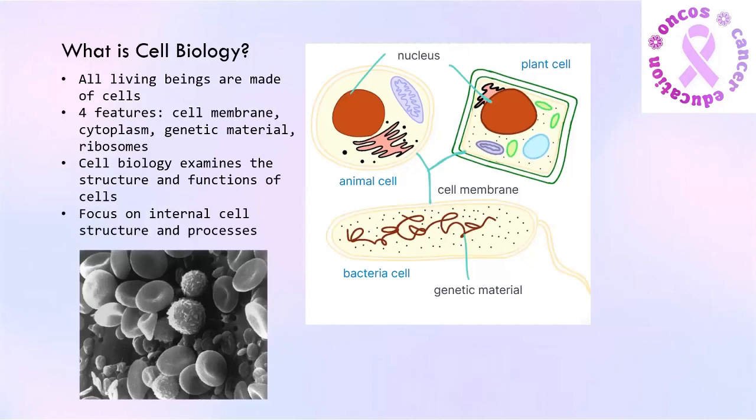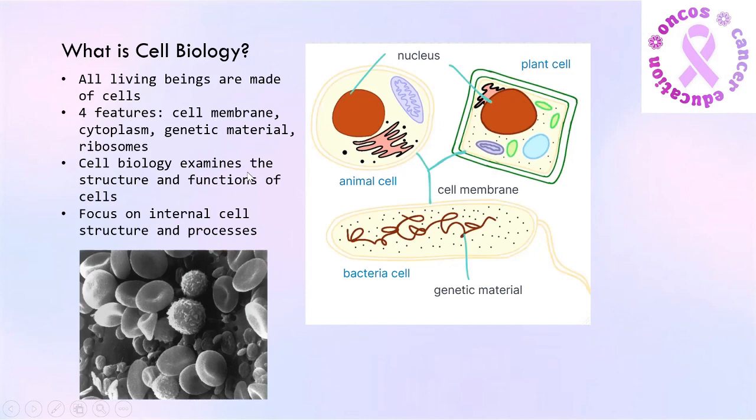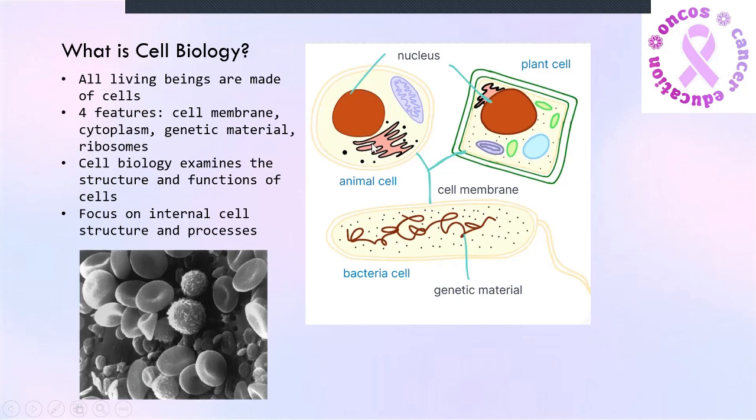So, what is cell biology? What are cells in the first place? All living beings are made out of cells. They are the most fundamental units of life, and every cell has four features. A cell membrane, which you can see here as this yellowish orange. The next feature is cytoplasm. Cytoplasm is a watery substance that fills the cell membrane and creates the needed internal environment of a cell.